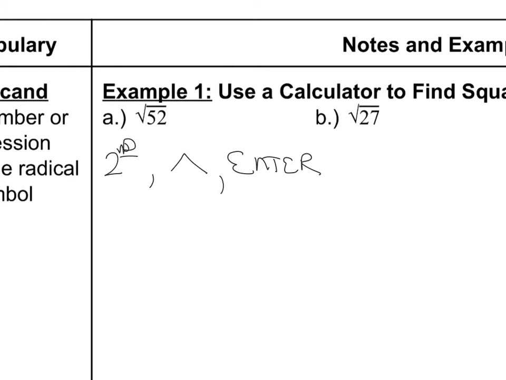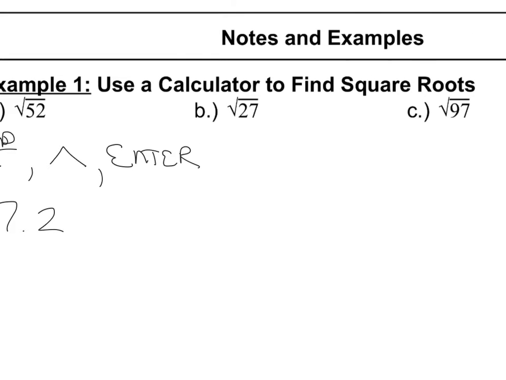So if you take the square root of 52, you should get 7.2. Alright, and letter B, if you take the square root of 27 in your calculator, I've got to find it on mine here. 27. Now mine, I've got to hit the number and then the square root symbol. I get 5.19, so 5.2. And if you take the square root of 97, you should get 9.84, so we'll just say 9.8.